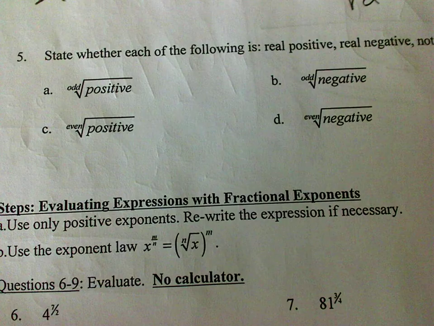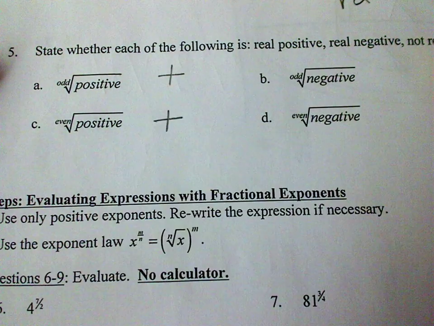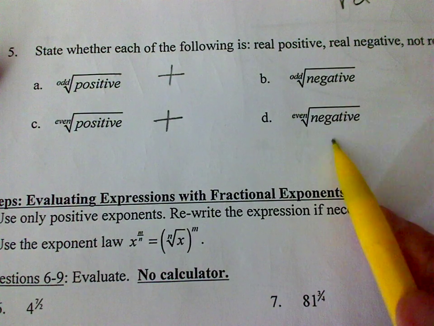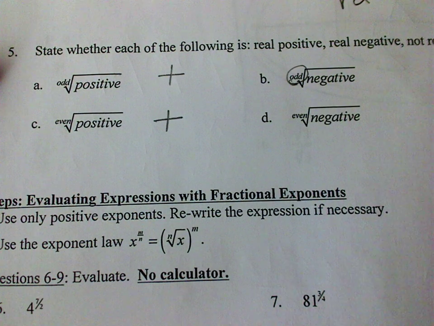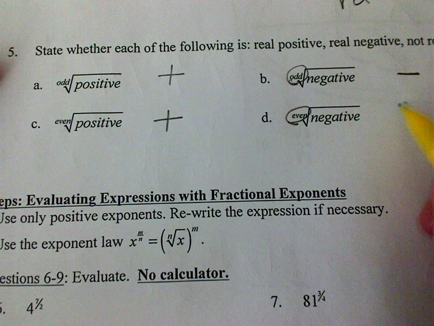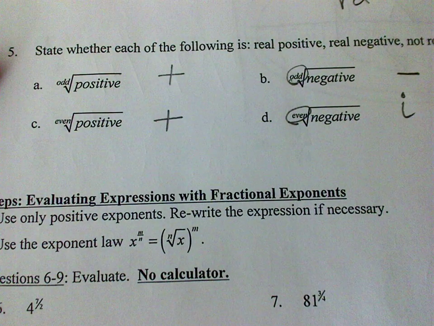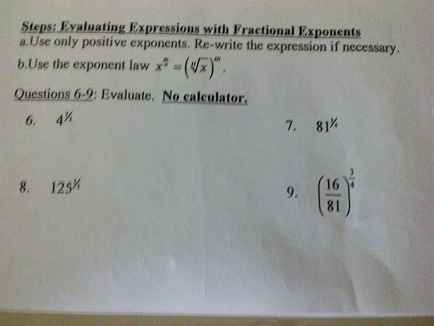Okay, just a refresher. No matter what, if you have a positive number under a radical, you're going to get a positive answer. If you have a negative number underneath, it does matter. So if you have an odd root index, you're going to get a negative answer. If you have an even root index, you're going to get an imaginary answer. That's just a little refresher.